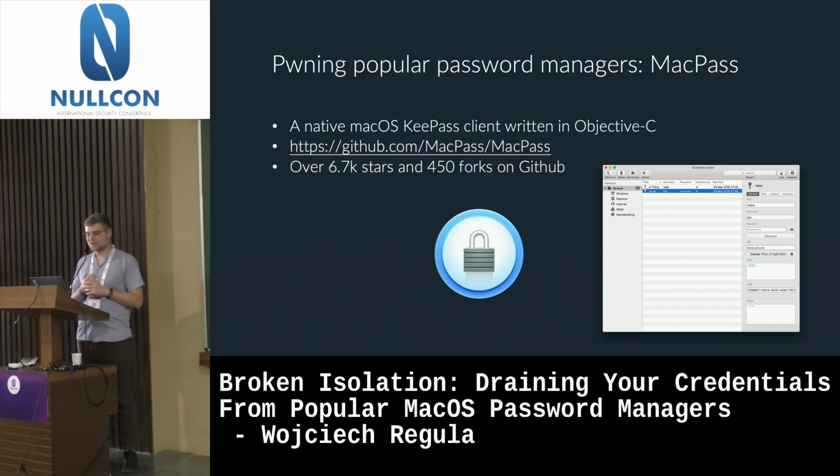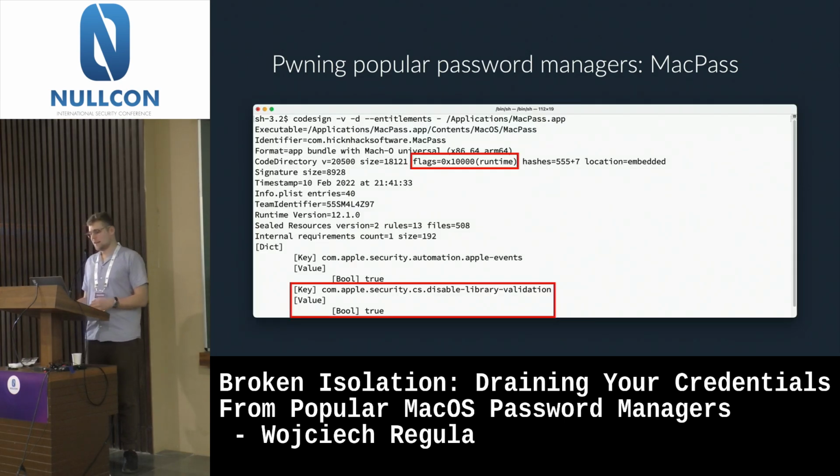It's a native macOS KeePass client written in Objective-C. You can download it from GitHub. Really nice project, I really like it. But if we check its entitlements, we'll see that, okay, we have hardened runtime set, but we have disabled library validation also.